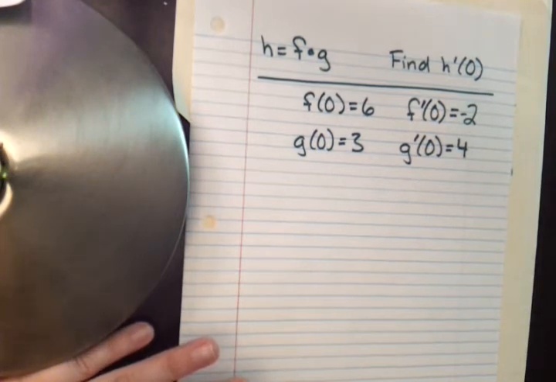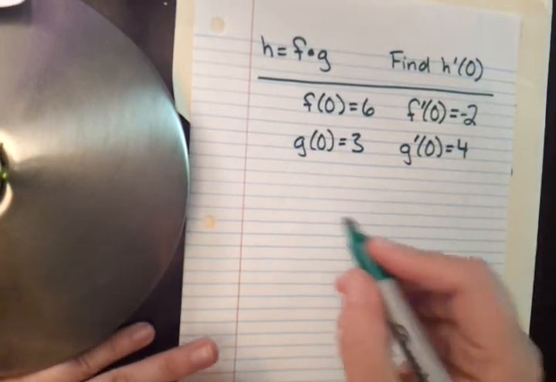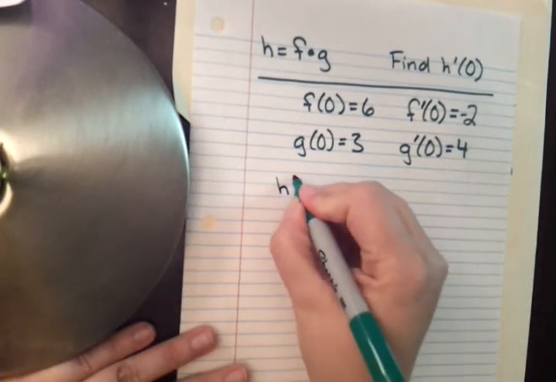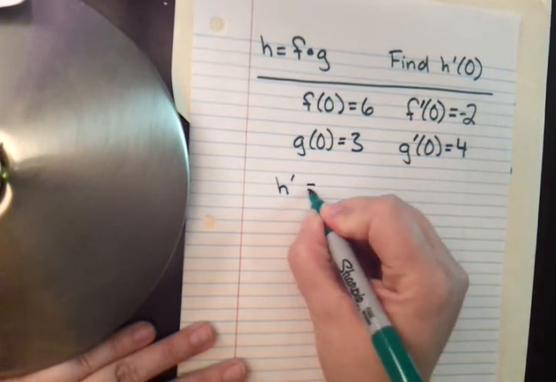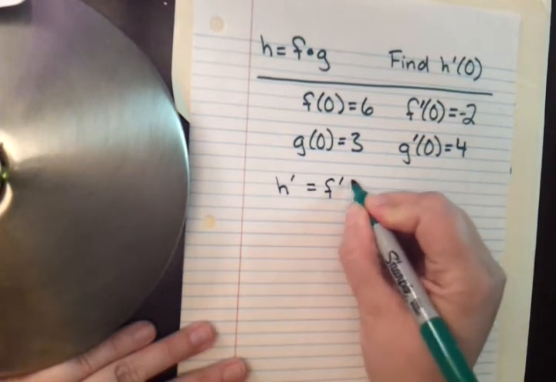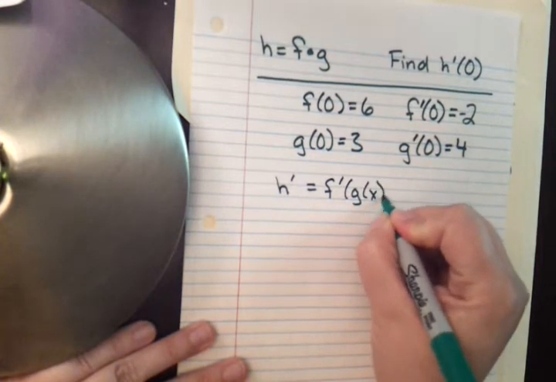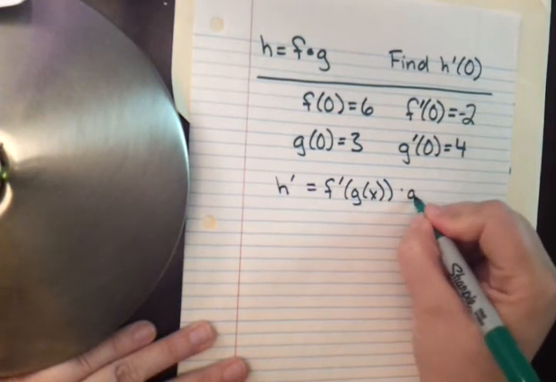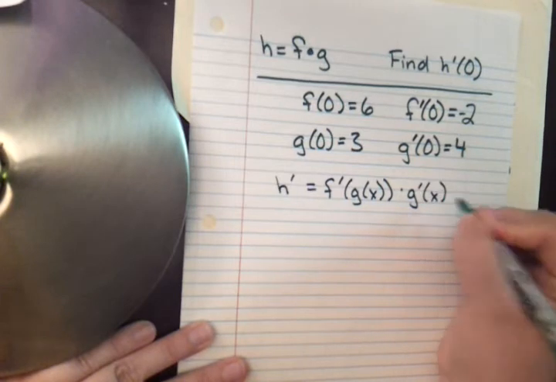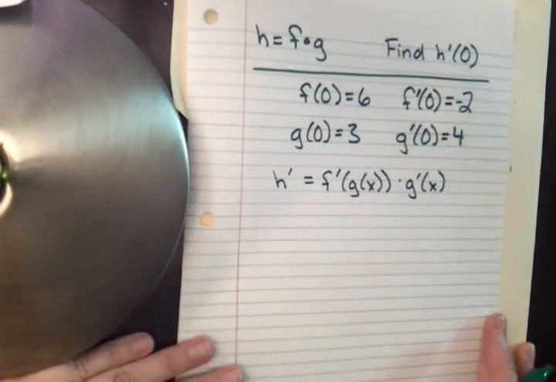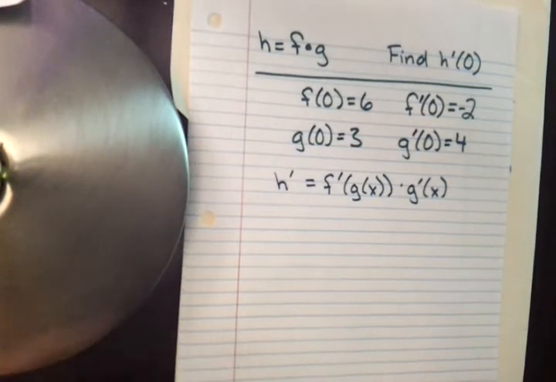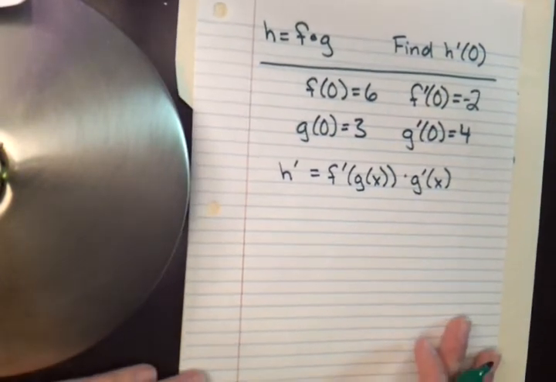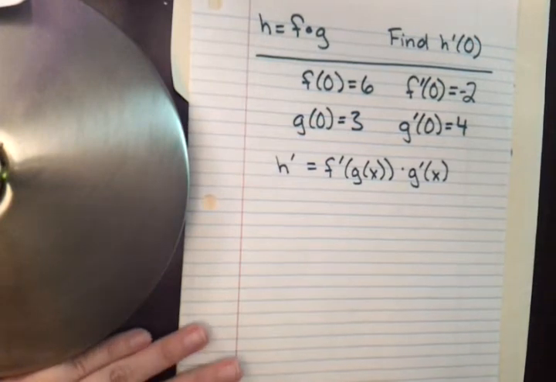And this is something you've seen in lecture. It's something that is in your class notes, but I'm going to write it down here because I don't expect anyone to remember this off the top of their head. So the definition is h prime equals f prime of g of x times g prime of x. Okay? Still probably doesn't look like it's going to help us out very much, but it is. This is the key to everything.